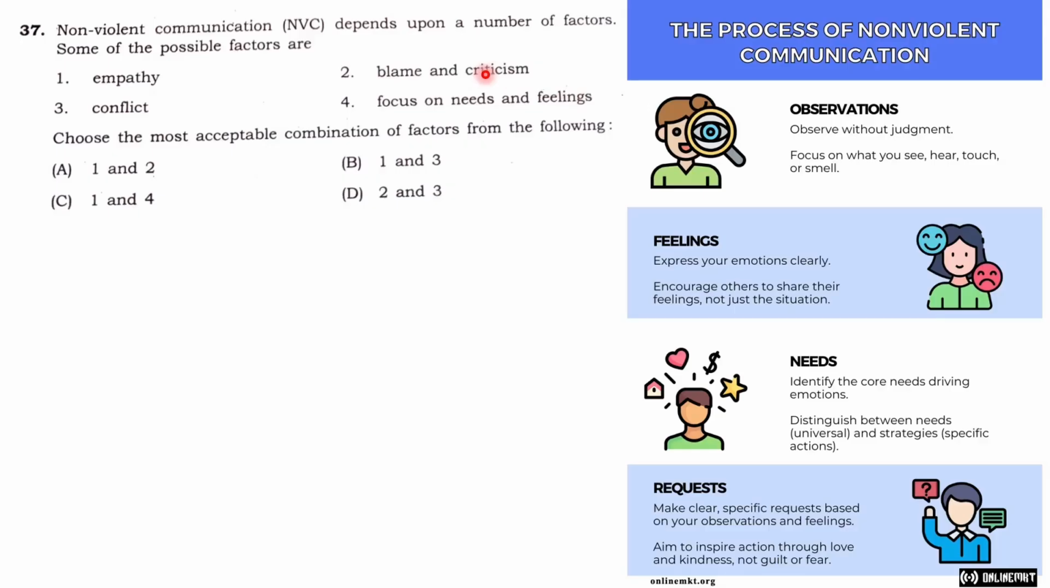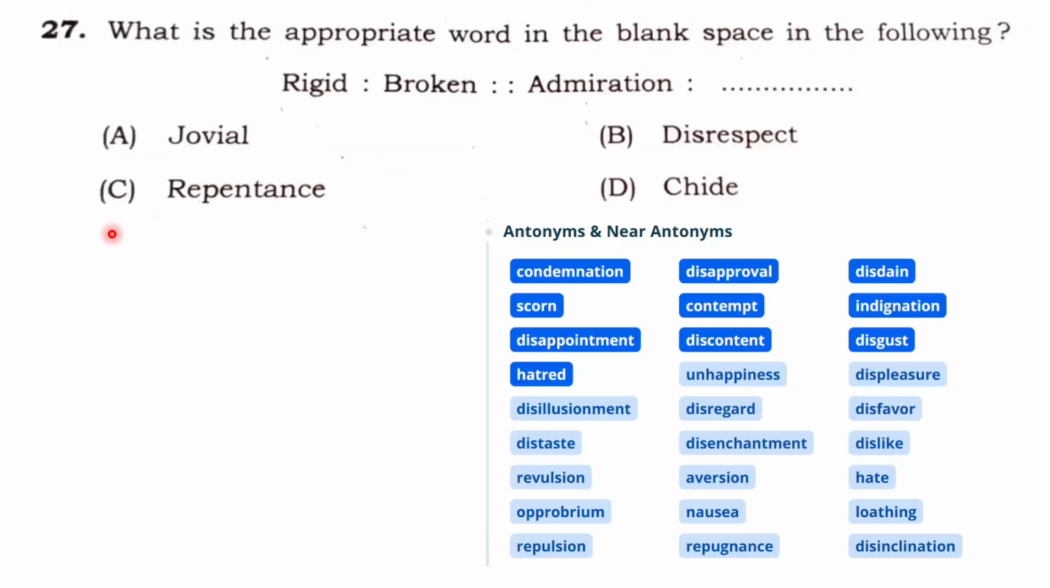Blame and criticism turn into violence. Conflict by definition is violent. So the correct answer is 1 and 4. So we found it in C. So non-violent communication depends on a number of factors, empathy and focus on needs and feelings, and the correct option is 1 and 4. In the next question, we are to give a pair with the appropriate word in the blank space.